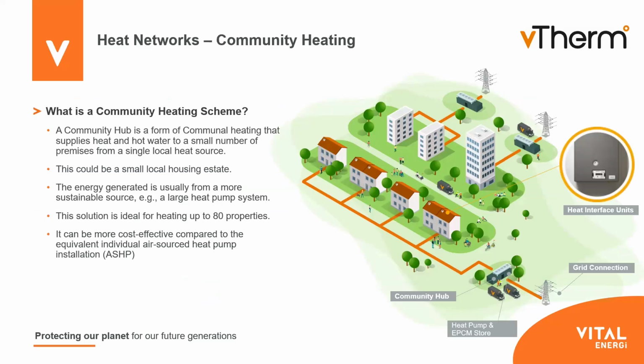Let's start with our first network, which we call community heating. One of the things you can see by the picture in the bottom right-hand corner is our community hub. That's a heat pump basically in a container that can go to a new housing estate, maybe up to 80 properties. This works out at a lower cost, more efficient way of doing it, instead of each house having an individual air source heat pump.